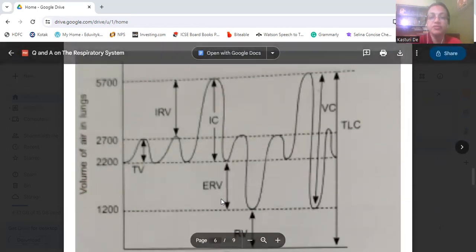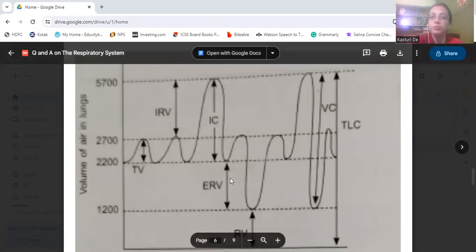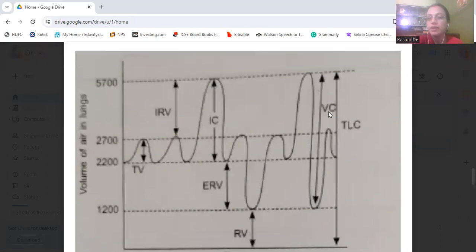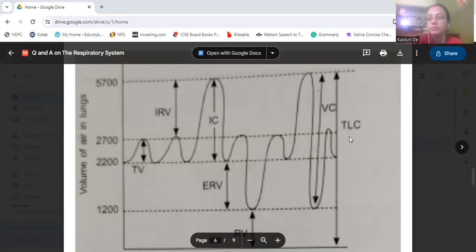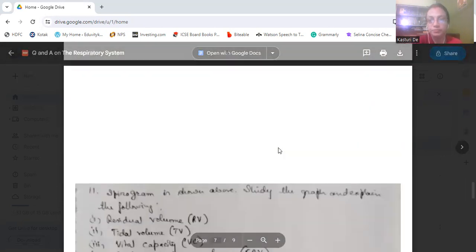Now, this is a figure. See, the chart is there. So this is the volume of air in the lungs. Tidal volume, expiratory reserve volume, inspiratory reserve volume, then vital capacity, residual volume.